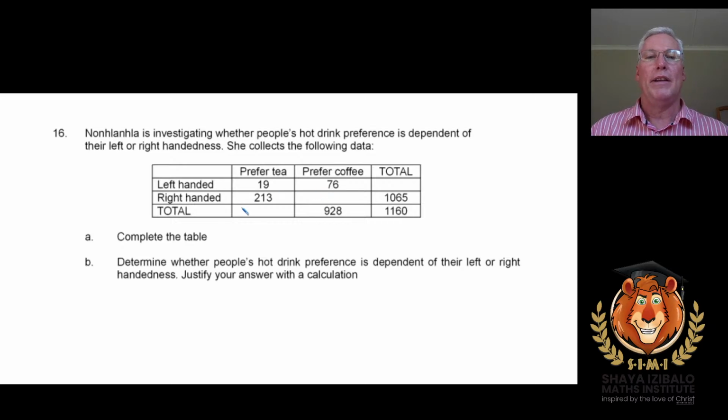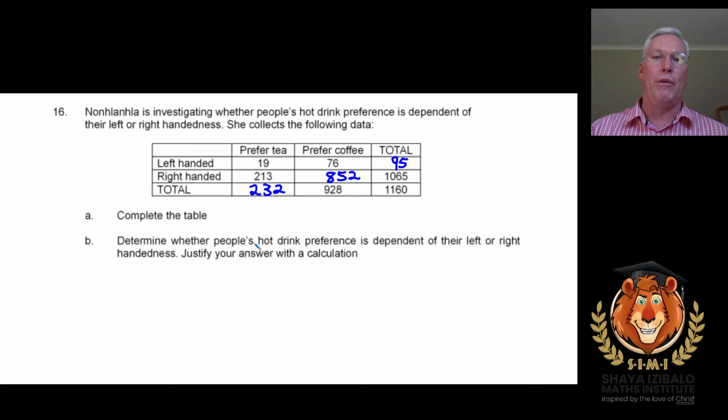Right? First thing is to complete the table, and that's fairly obvious because if we can work out the totals here, I'm not going to spend any time on that. Right, that's 852, that's 95, and then this here is 232. And this asks us to determine whether hot drink preference is dependent on left or right-handedness. Okay, and we need to justify our answer with a calculation.